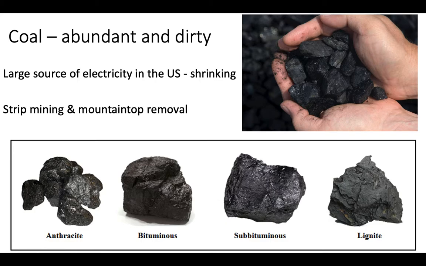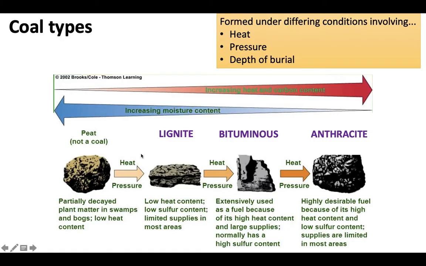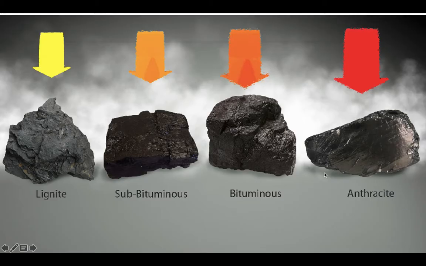Coal, on the other hand, is everywhere, or not everywhere, but it's very abundant and it's pretty dirty. It was the largest source of electricity in the U.S., although it is shrinking in terms of popularity, and it is mined through strip mining and mountaintop removal. We mentioned the different types of coal in the last video: anthracite, bituminous, and lignite. I said that as you pressurize peat and add heat to it, it transforms to lignite and then to bituminous coal and anthracite coal, which is the purest, most energy-dense form of coal. You should memorize that.